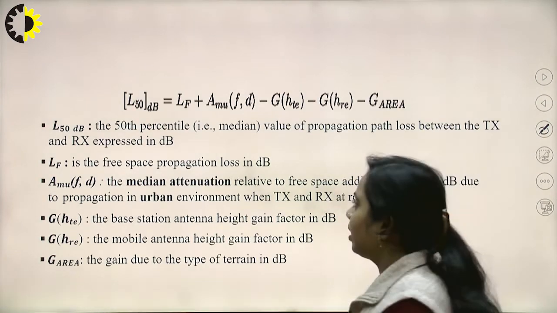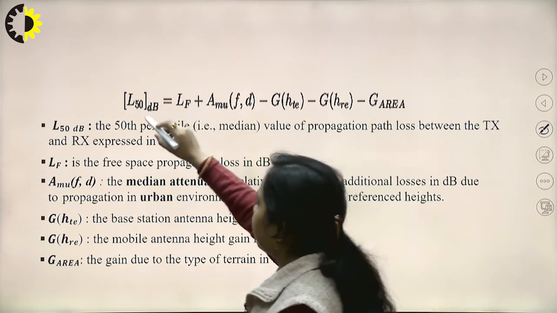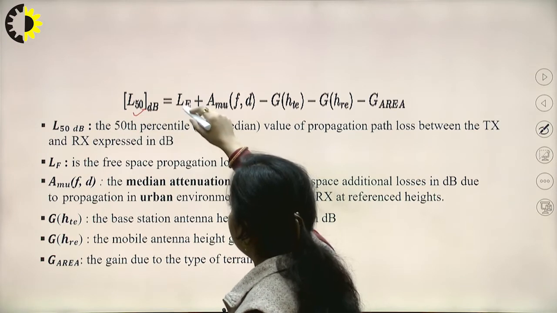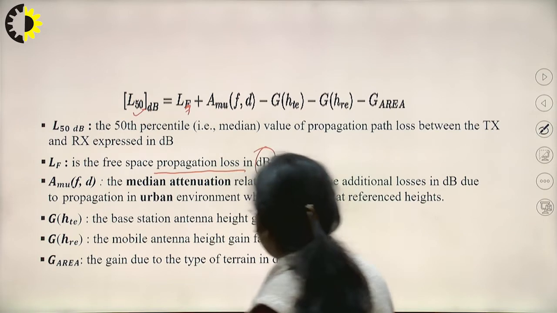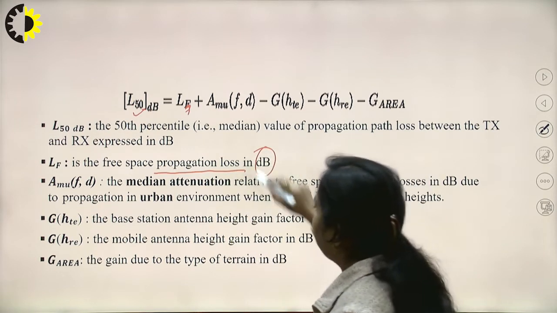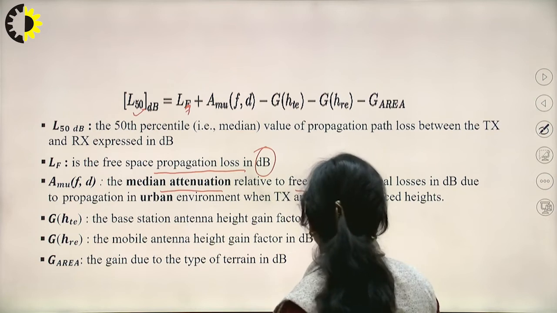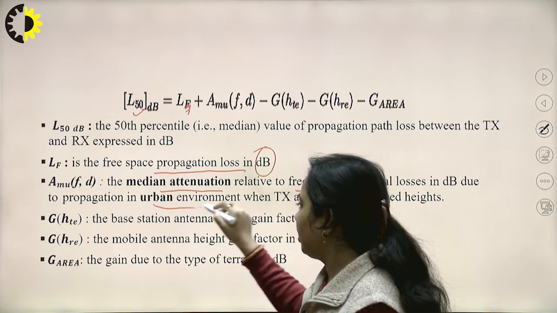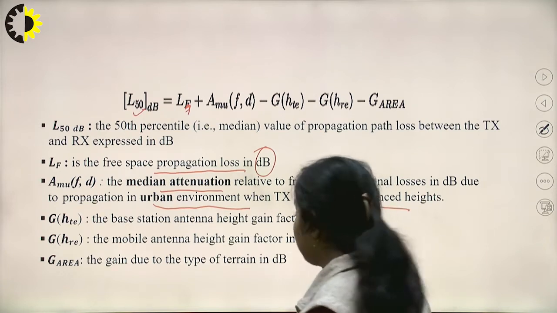Now, this is the equation for the loss in case of the Okumura model. You can see that this is defined as L50 in decibels. LF is the free space propagation loss, which is described in decibels. Then AMU is the median attenuation relative to free space, the additional losses in dB due to propagation in urban environment, where transmitter and receiver act at a reference height.